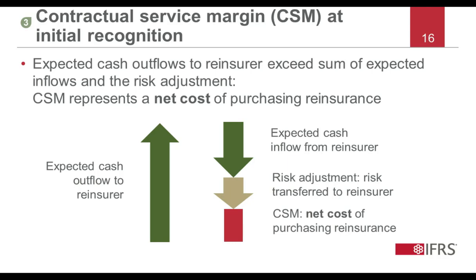We have discussed the measurement of the fulfillment cash flows and now turn to the final piece of the measurement of the reinsurance contracts held, the measurement of the contractual service margin at initial recognition. If expected cash outflows to the reinsurer exceed the sum of expected cash inflows and risk adjustment at initial recognition, the contractual service margin represents a net cost of purchasing reinsurance. That net cost will be recognized over the coverage period as the cedant receives reinsurance coverage. As a reminder, the reinsurance contract held is normally an asset.